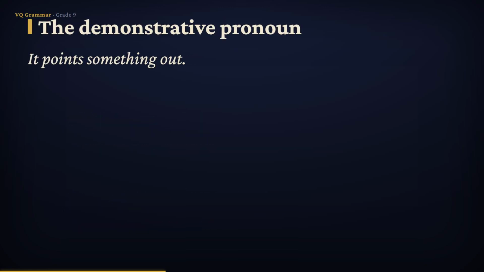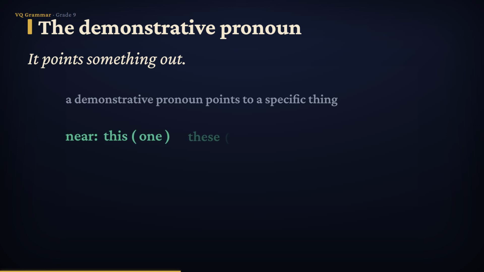Our third family is the demonstrative pronoun. Think of the word demonstrate, to show or point out. A demonstrative pronoun points to a specific person, place, thing, or idea. There are just 4, and they split 2 ways. For things nearby, we use this for one, and these for more than one. For things farther off, we use that for one, and those for more than one.